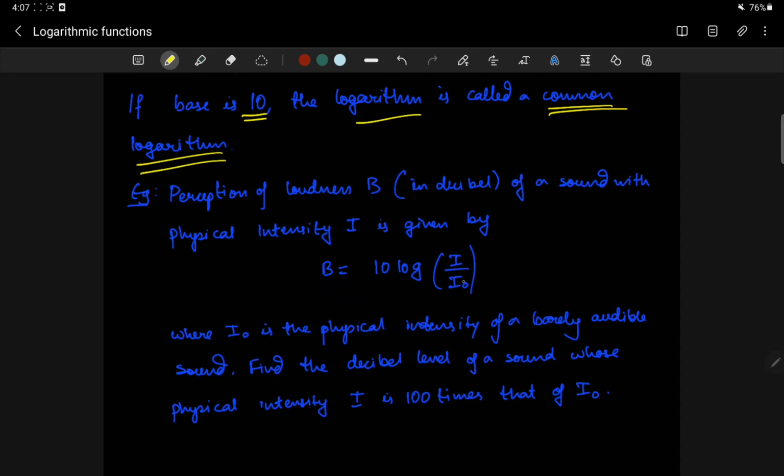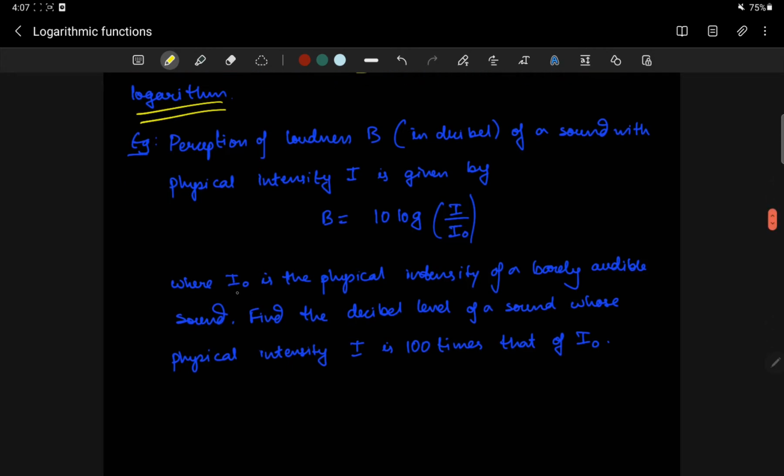It's 10 log I over I0. Where what is I0? It is defined as the physical intensity of a barely audible sound, like something even fainter than a whisper. Okay, so that's a constant, like for a human ear. And then we take I over I naught and the log of that, multiply by 10, and whatever we get is called the loudness, which is measured in decibels.